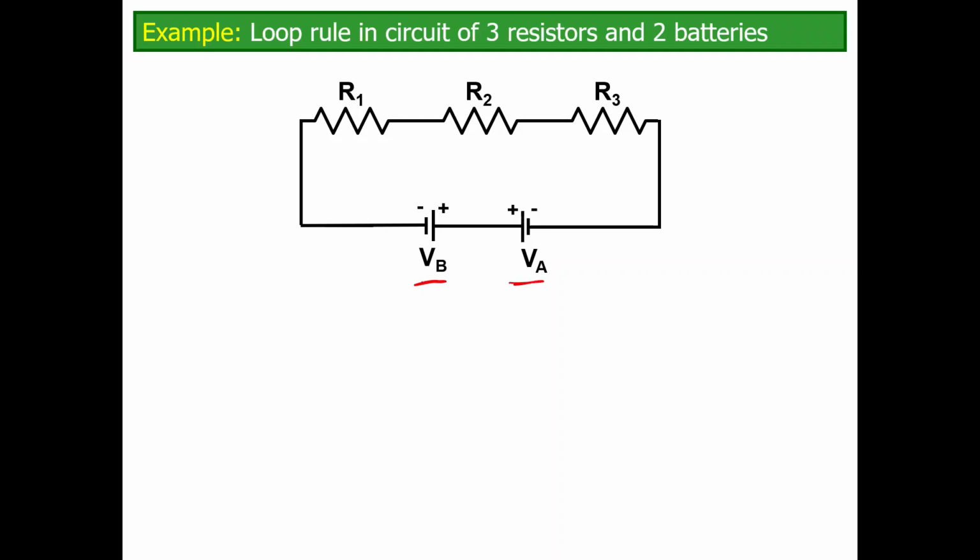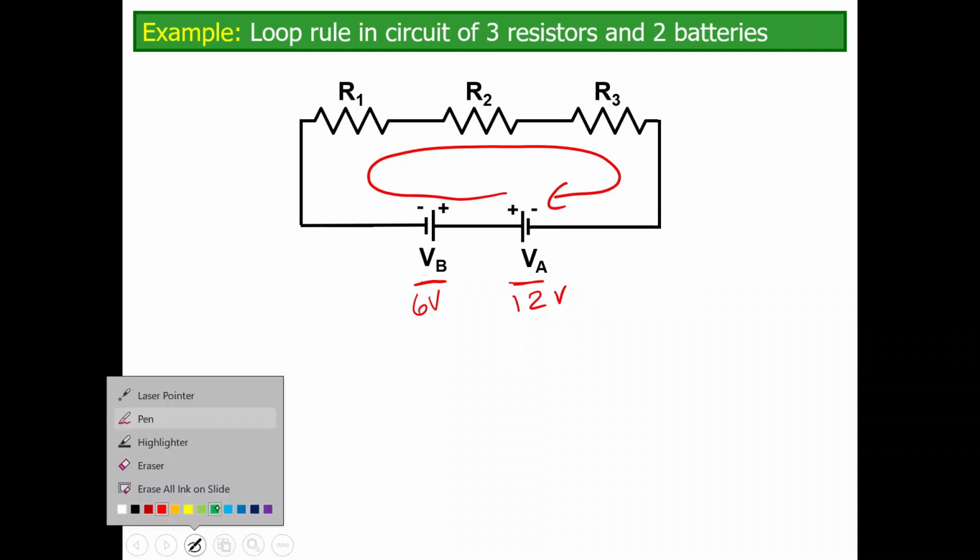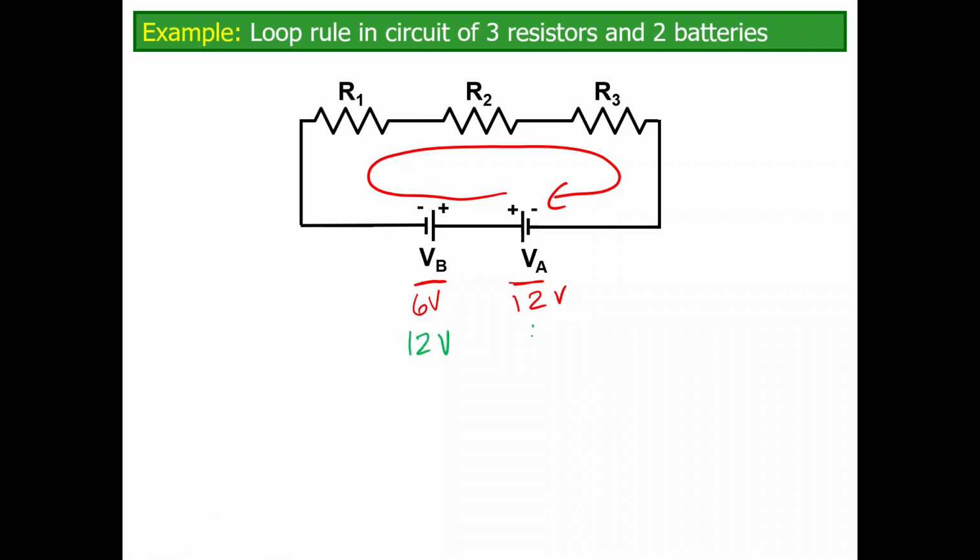If I had numbers, the current would flow in the direction of the larger voltage source. So if this was a 6-volt power supply and this one was a 12-volt power supply, the 12 volts would basically win out, and so my current would flow in that direction. But if I switch those around and this one was 12 volts and this one was 6 volts, then my current would flow in the other direction.